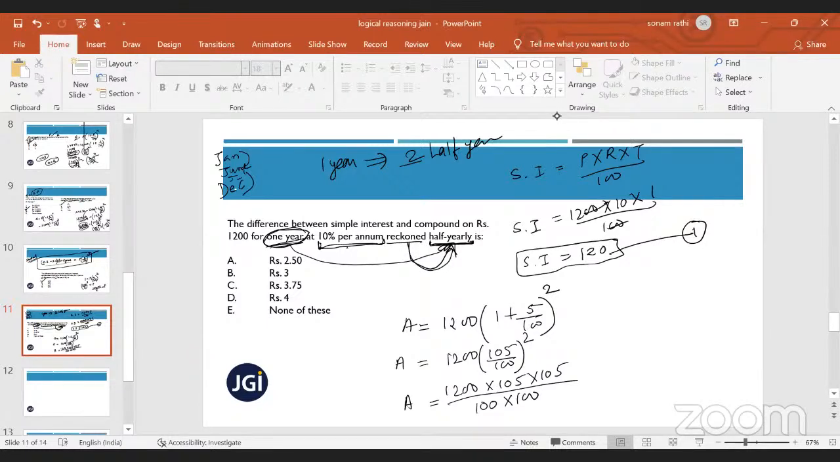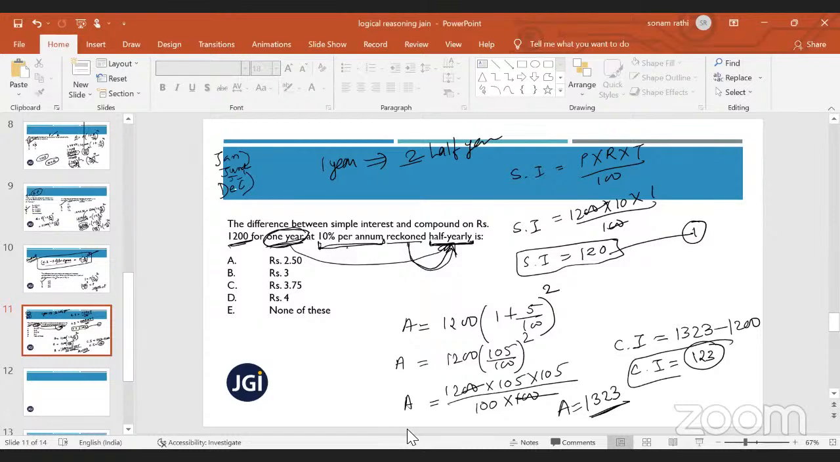Do the calculation. 0000 cancelled out. 1323. How much? 1323. Okay. Amount is equal to 1323. But we want compound interest. Compound interest is amount minus the principal. So 1323 minus 1200. How much is the interest? 123. Yes or no? Yes. This is your second value.